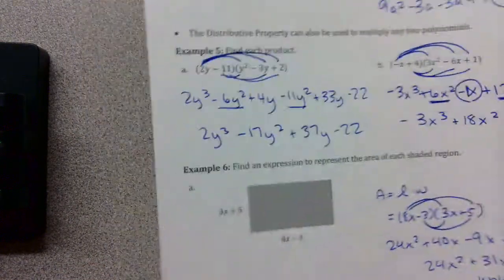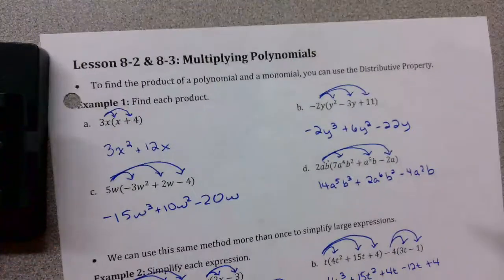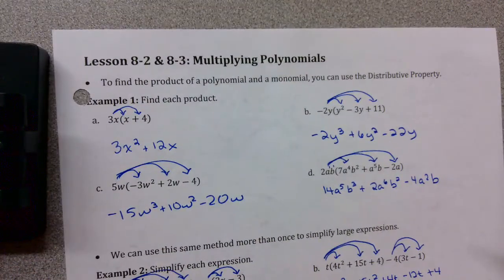Okay? So that is 8.2 and 8.3. If you were in my Algebra 90 day, you're going to have homework tonight just on 8.2. And then 8.3 is tomorrow. So you could do both if you want.